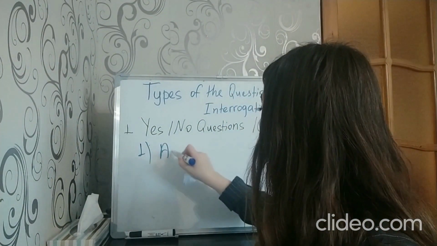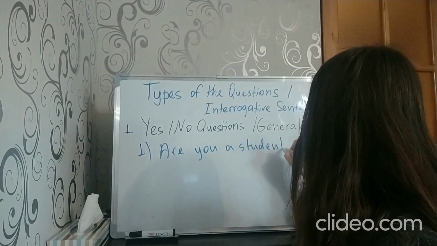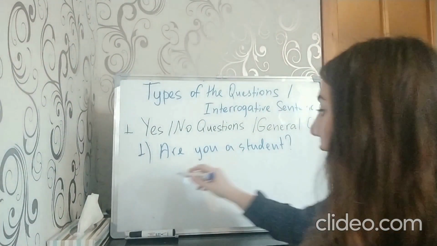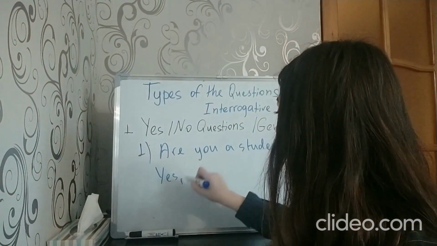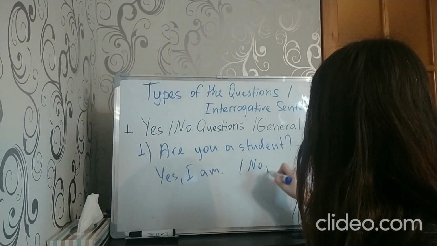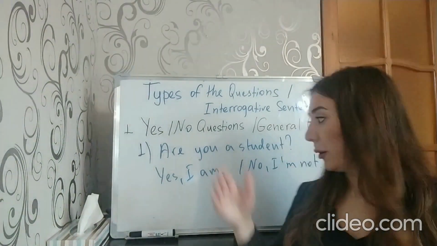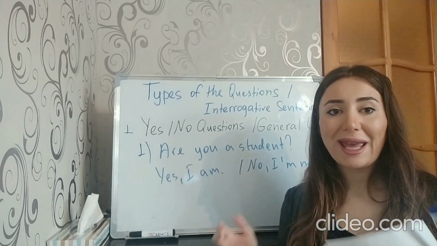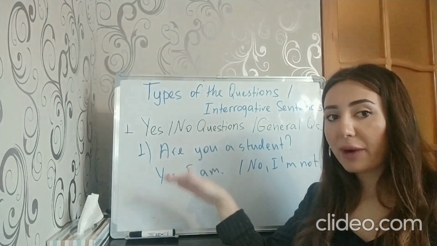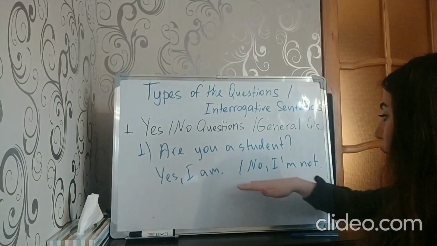Are you a student? This is a very general question starting with the auxiliary verb. The answer is either yes, I am, or no, I'm not. As you see, in "are you a student?" there is no question word, and I directly start my sentence with the auxiliary verb, are. And in my answer, I use the same auxiliary verb: yes, I am, or no, I'm not.